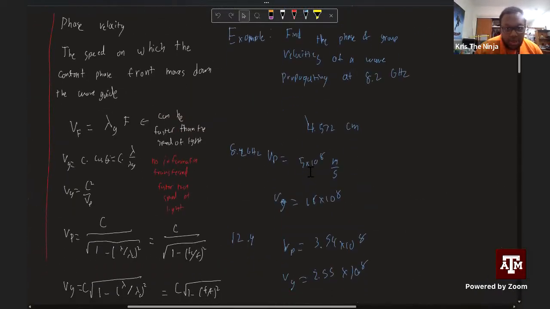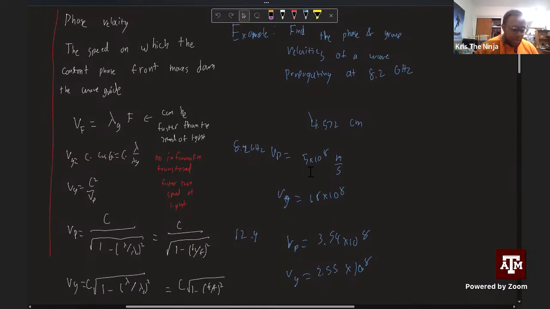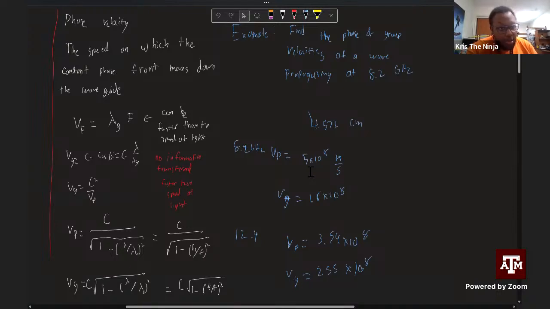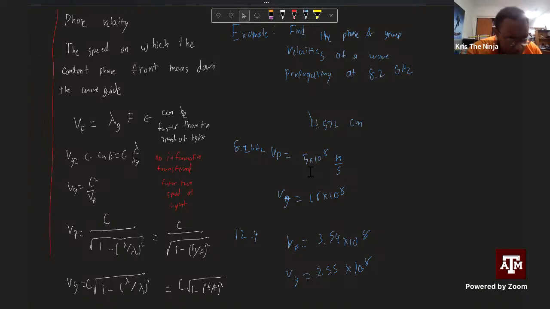So now we move over here. Now I can explain phase velocity. That's what I was trying to explain before, but I didn't want to jump the gun, and then y'all not really understand what's going on here. So the speed at which the constant phase front moves down the waveguide.